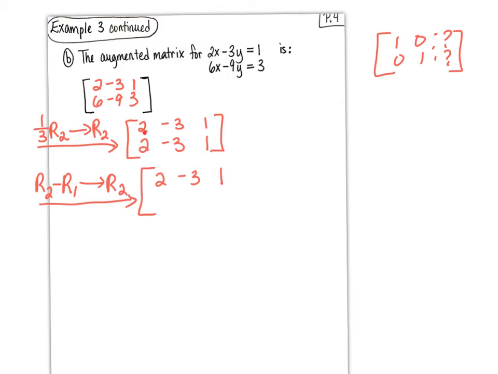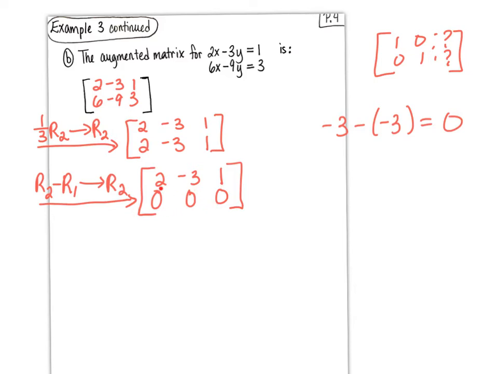2 minus 2 is what? 0. Then we're going to have -3 minus a -3. That gives us what? Careful. -3 minus a -3 gives us 0. So we get 0 here. And then 1 minus 1 gives us 0 as well. So for this example, it's impossible to get a 1 in this position. We have a row of zeros.